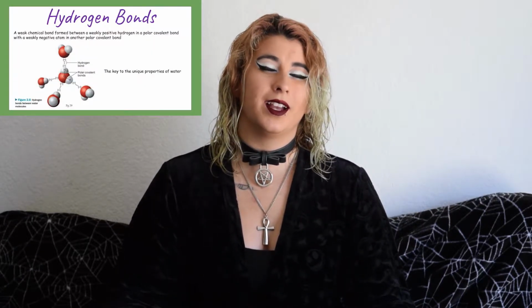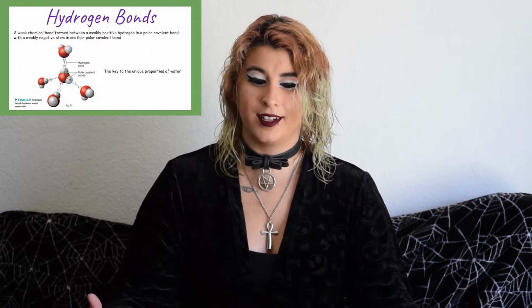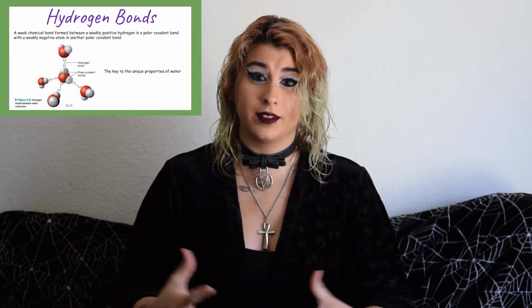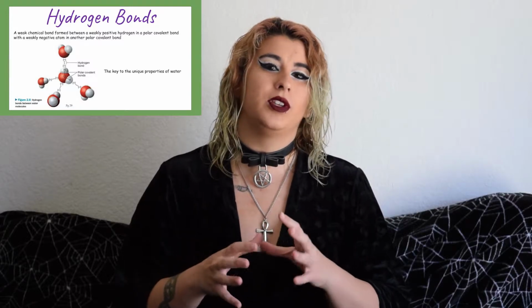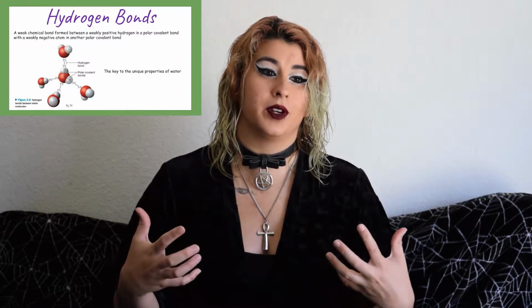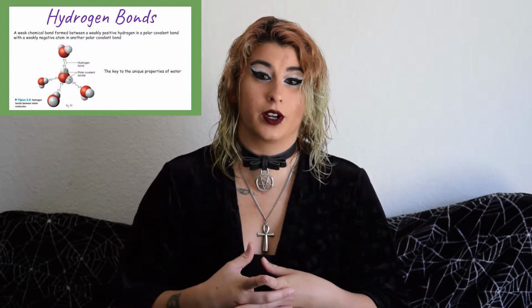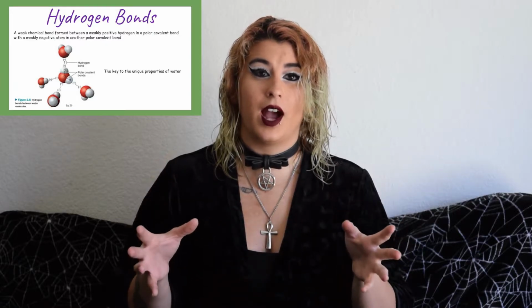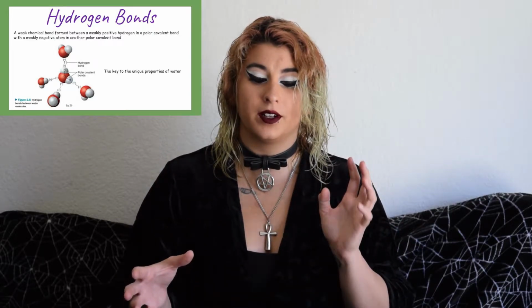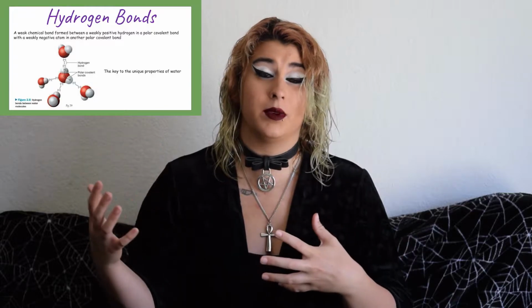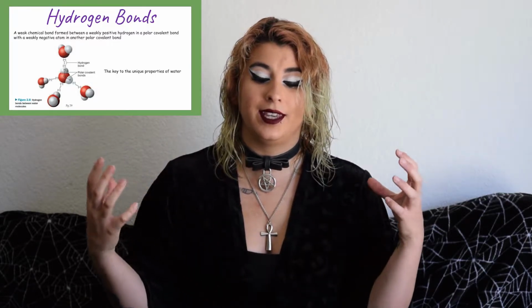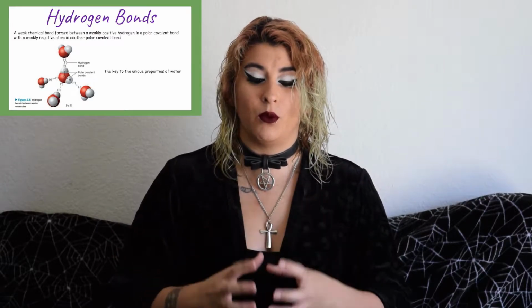Before we really dive into the water content here, I just want to remind you guys of hydrogen bonds, since they are probably the most important bond when it comes to the properties of water. Now, a hydrogen bond is just a weak chemical bond between the weakly positive hydrogen in a polar covalent bond and a weakly negative atom in another polar covalent bond. And like I said, these are going to be the key to the properties of water.